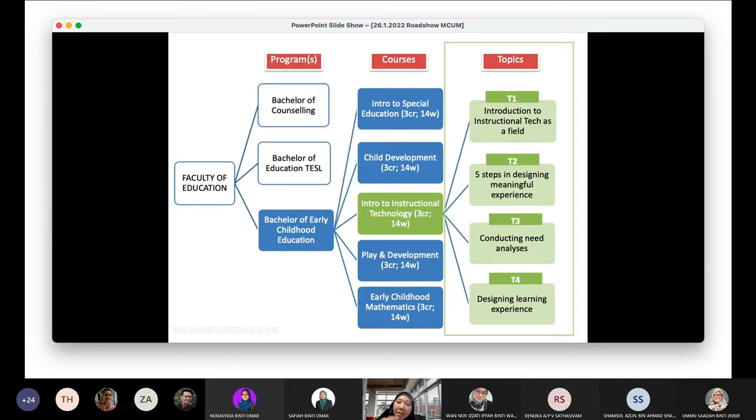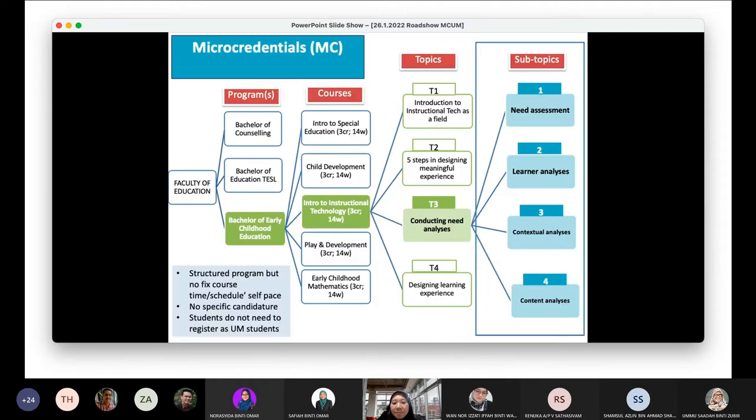Okay, so the lecturer of the course has to figure out what the main topics in that course are. Sometimes when we design our course in the pro forma, we will see what the main topics are, and we start to divide topics based on weeks. So in this simulation, let's say there are 4 main topics in this course. Then we will start to divide the topics into subtopics.